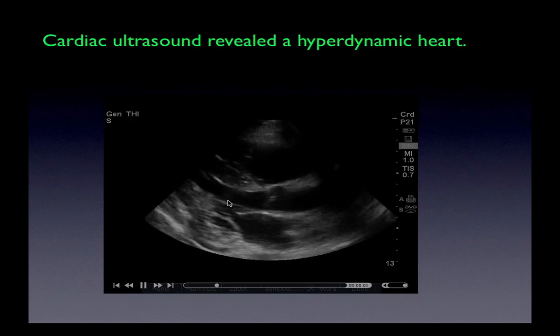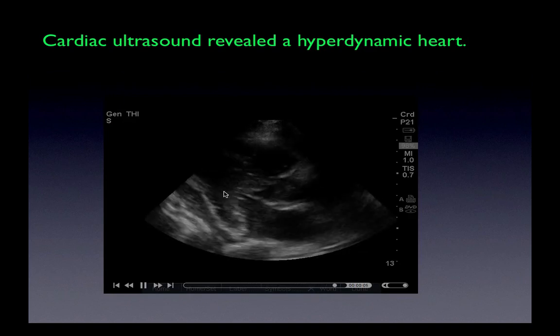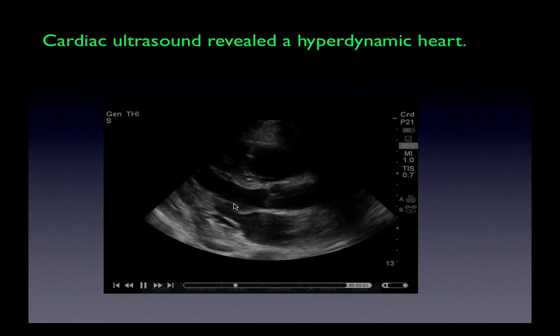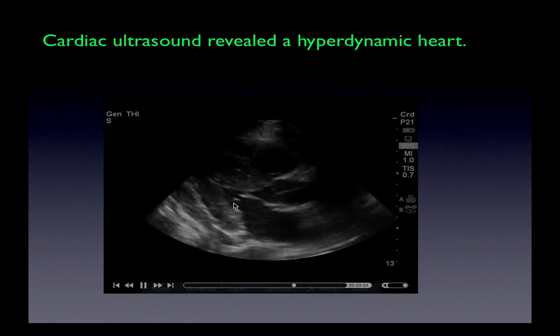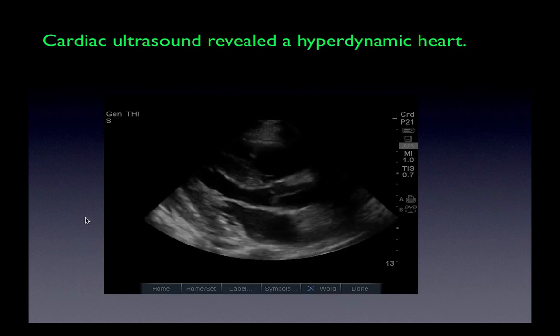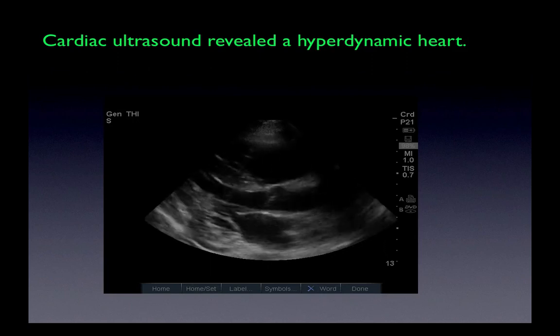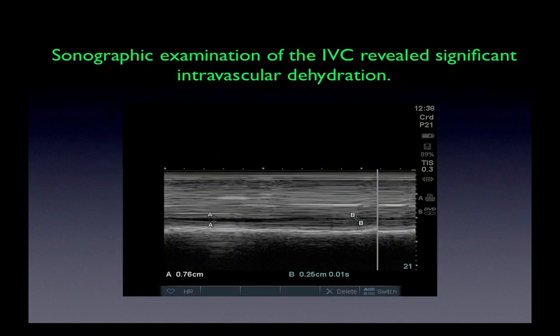If we look at the space that is the cavity over here in the left ventricle, we can see that there's essentially total obliteration as the heart is beating. This is a hyperdynamic heart. Hyperdynamic hearts are commonly seen in patients with dehydration. By turning the probe 90 degrees, we're able to see the inferior vena cava. And the inferior vena cava will change its dimensions with inspiration and expiration.